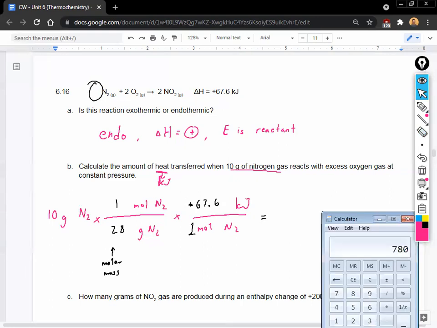So we got 10 grams of N2 divided by 28, which is the molar mass, multiplied by 67.6, and that'll give us 24.143 kilojoules.